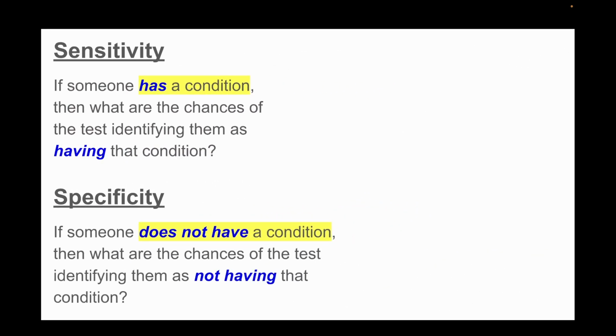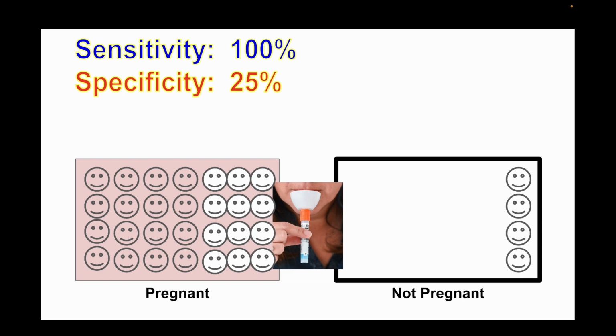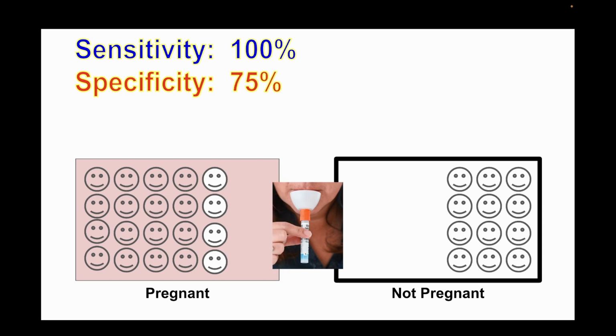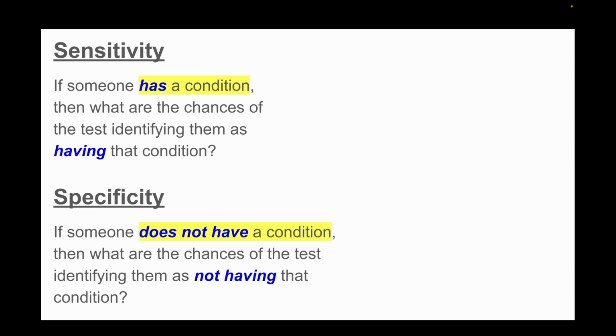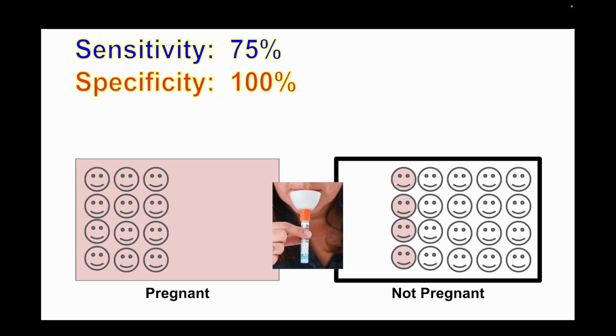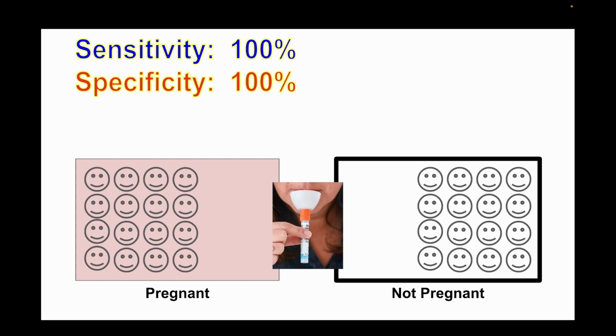2 more demonstrations and we're done. First, I want to show how the placement of people without the condition does not affect sensitivity. We see here that where the non-pregnant women are categorized has no influence on a test sensitivity. Second, I want to show how the placement of people with the condition does not affect specificity. We see here that where the pregnant women are categorized has no influence on a test specificity.